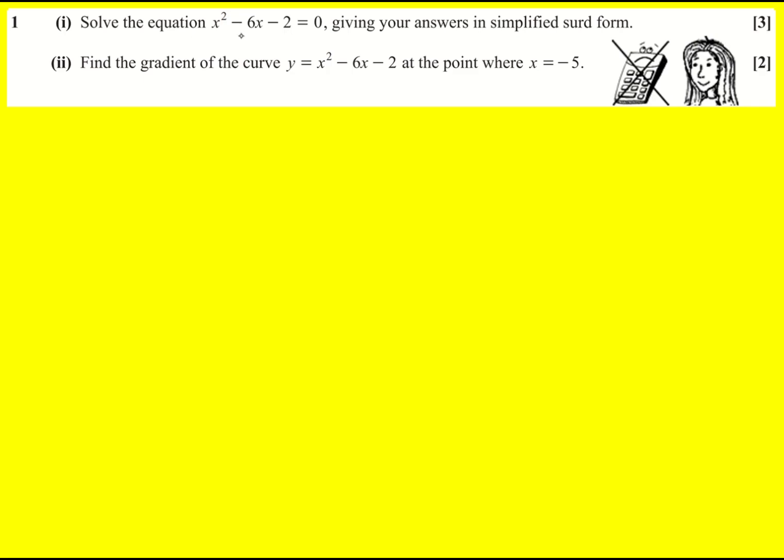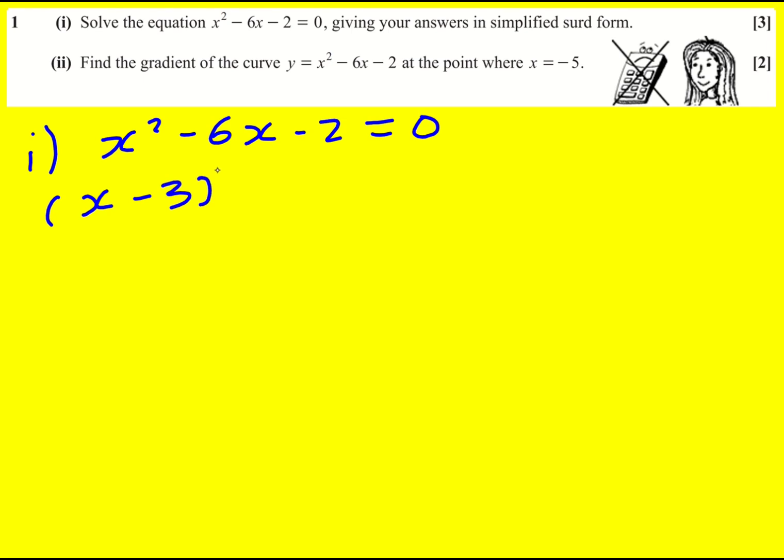We're asked to solve this quadratic equation, but we're told to give our answers in simplified surd form. That's code for this is not going to factorize. So we've got two options. We can either use the quadratic formula or we can complete the square. I'll show you both, because completing the square is actually probably a bit quicker without a calculator.